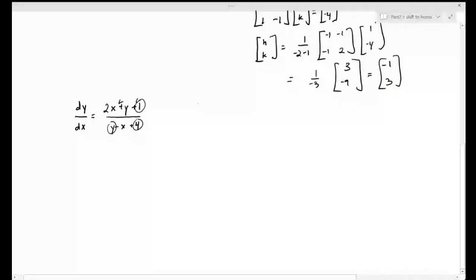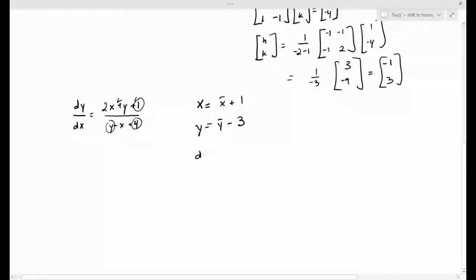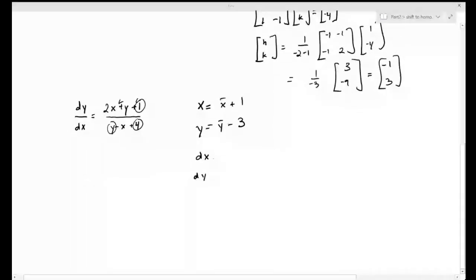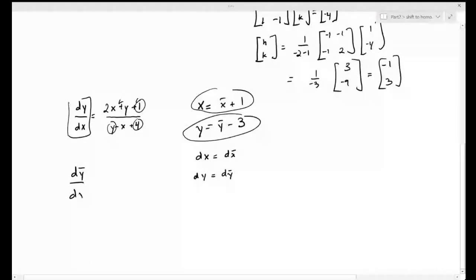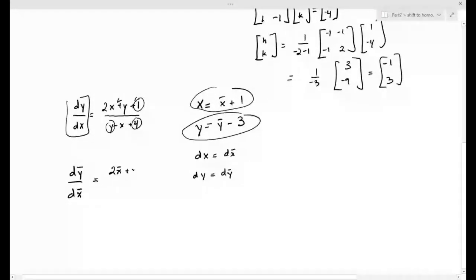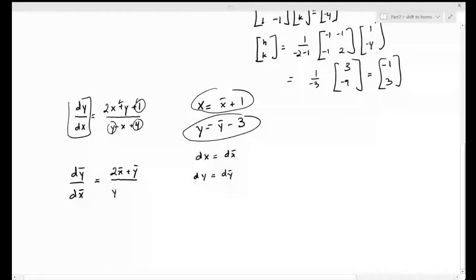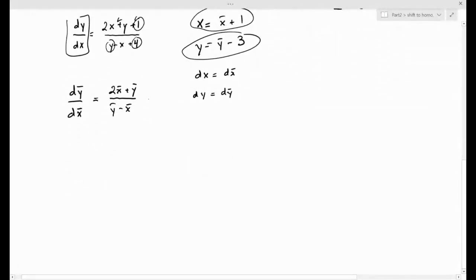Okay. So we have x is x bar plus 1, y is y bar minus 3. And what's really nice about this is notice the differentials. dx, if you take the differential of both sides, is just dx bar, and dy is just dy bar. So the left-hand side here just becomes dy bar divided by dx bar. And over here, we're going to get 2x bar plus y bar. The whole point of this, if we did this correctly, is that the constants would go away, and then you get y bar minus x bar. Okay. So indeed, this is a function of y bar over x bar.